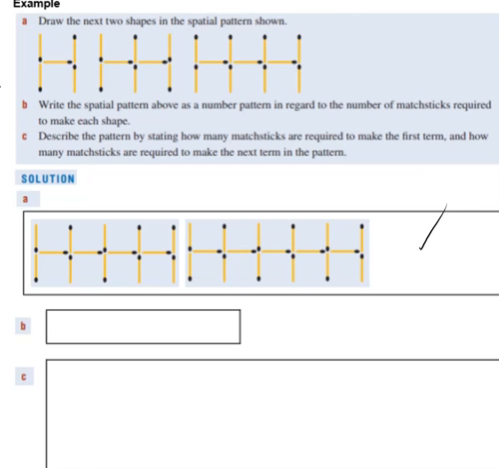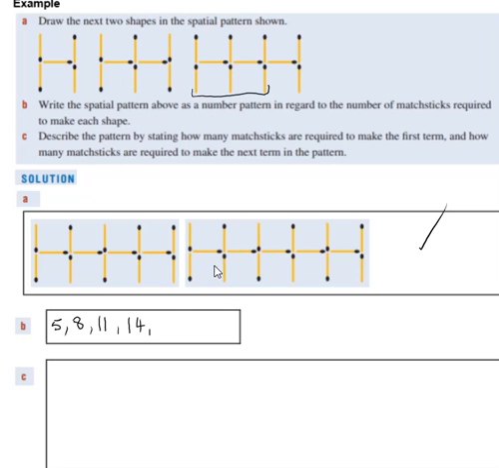We'll tick that off. It says, write the spatial pattern as a number pattern in regard to the number of matchsticks required. So let's write out our number pattern. So we've got 1, 2, 3, 4, 5. Our first number is 5. Our second one is 5 plus 1, 2, 3. So that's going to be 8. Now, we know we've got 8 there, and we're adding another 3, so that's 11. Here we've got 11 plus another 3, which is going to be 14.